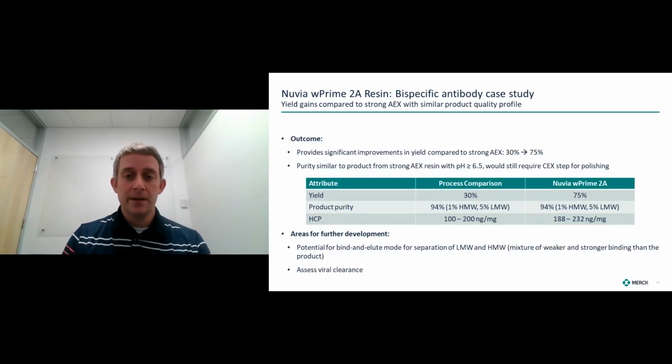So for the bispecific, I think there are some promising results here that we would be interested in investigating further. It does provide significant improvement in yield compared to the traditional strong anion exchanger. Looking at the readouts that we're getting, we would still need that CX to deal with some of the impurities that can't be handled effectively here. But side by side, just for the AX step, similar product quality with some room to tune, and then the big step up in yield.